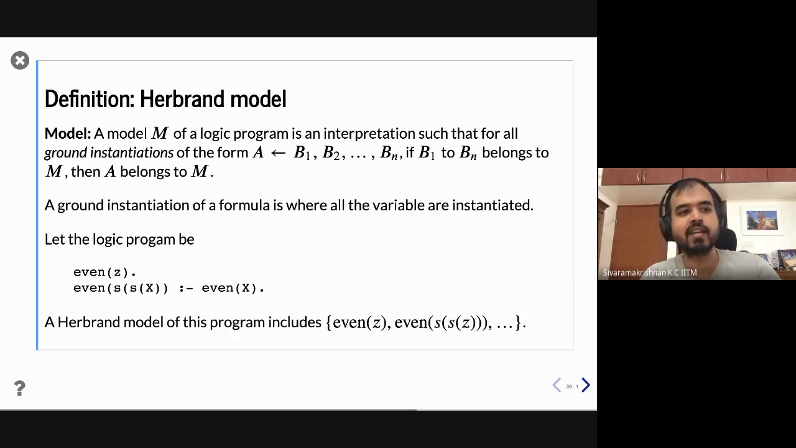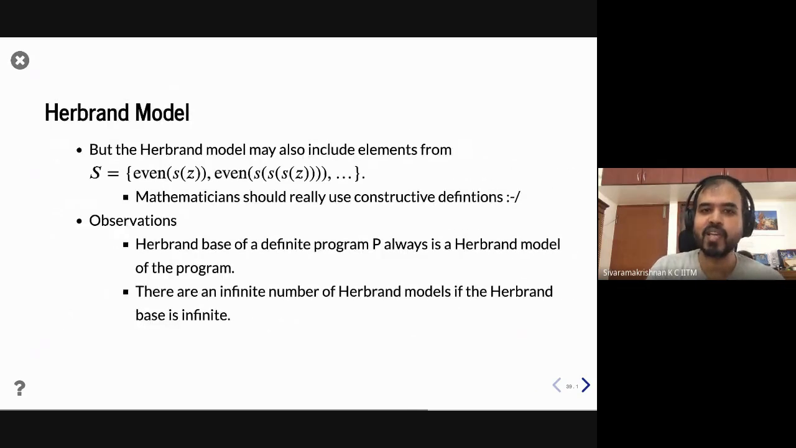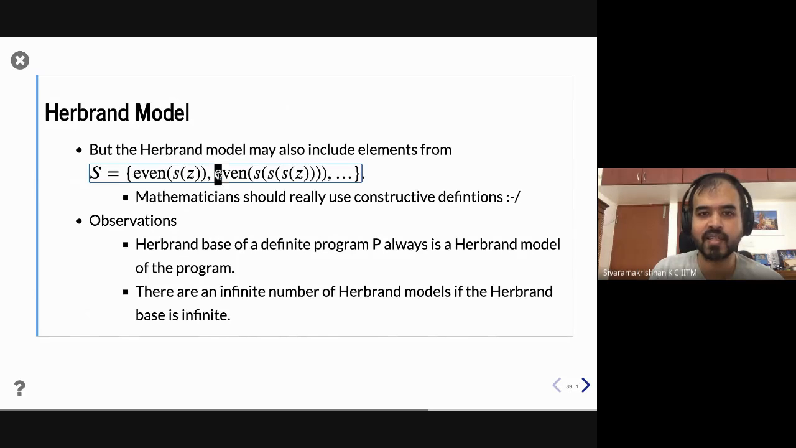But mathematicians are quite weird. I don't know why they use this particular form of encoding. So this is the Herbrand model, right? But surprisingly, a Herbrand model may also include elements from S, where S is even of 1, even of 3, and so on.